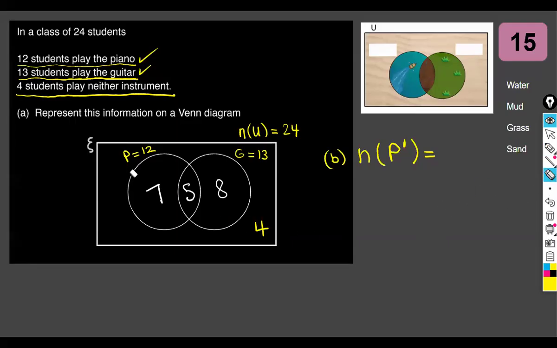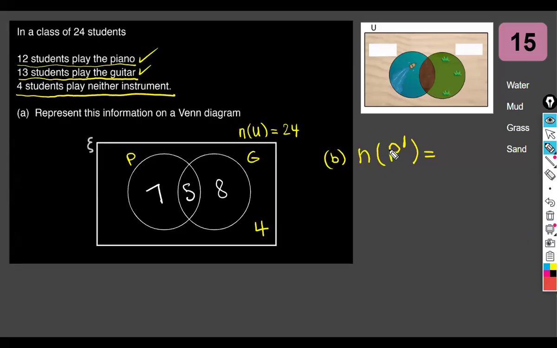Just to make life easier, I'm erasing this 12 here and this 13. We know this is the P circle and this is the G circle, right? I don't really need to write the 13 because I know the 13 is broken up into 7 and 5 and whatnot. If I ask you for P complement, do you all remember what that means? That means everybody except for P.